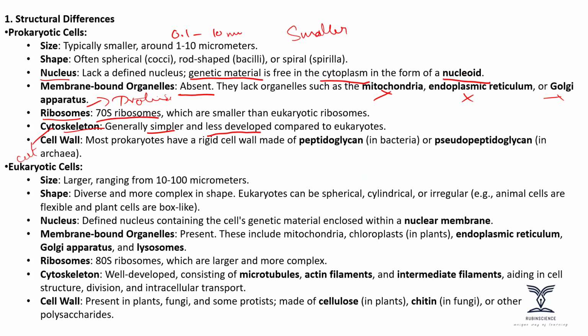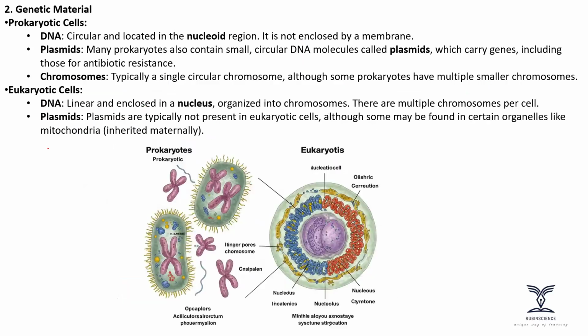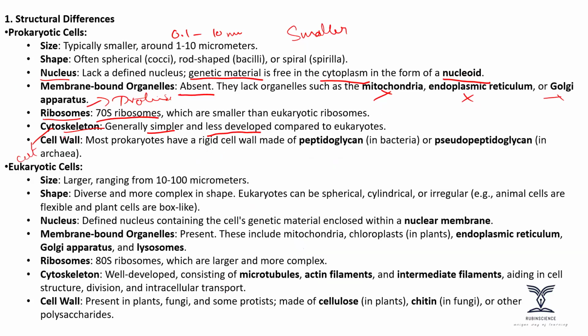If the cytoskeleton is less developed, then what are they made up of? They have a cell wall as their outer layer. In prokaryotes, it is a rigid cell wall made up of peptidoglycan. Peptido refers to the peptide part, and glycan means a saccharide layer. So peptidoglycan is a combination of peptide and saccharide layers. This is in the case of bacteria.